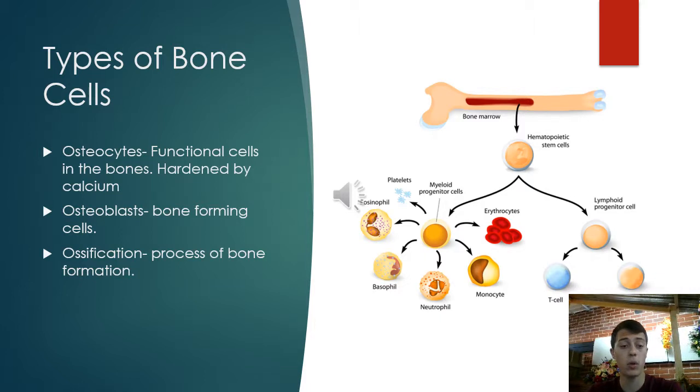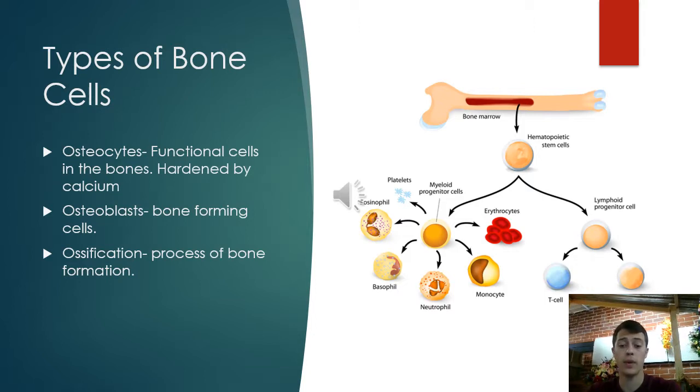There are a couple types of bone cells. The osteocytes are functional cells in the bone. So a mature, grown adult has osteocytes in the bones because we are fully grown, our bones are fully made, and are hardened by calcium. And osteoblasts are bone-forming cells. They, pretty self-explanatory, help form bone.